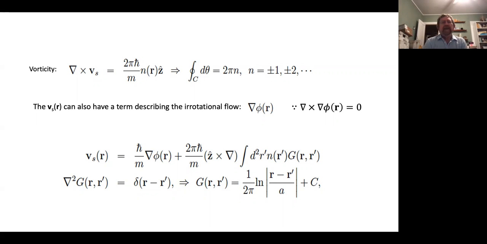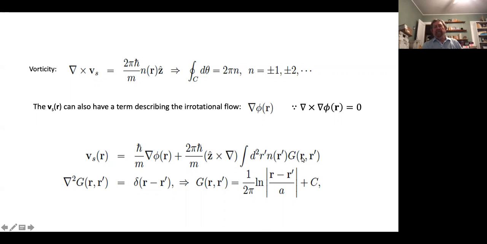And so I can always add in the superfluid velocity a term describing the smooth irrotational flow, and call this the gradient of phi, some smooth phase. Okay, and so the total superfluid velocity is h bar over m grad phi plus the bit due to these vortices, which can be written as 2 pi h bar over m times z hat, the unit vector normal to the film, cross the gradient of the total vorticity, which is basically just the integral d^2 r prime, n of r prime, this is an integer valued field, times the Green's function.